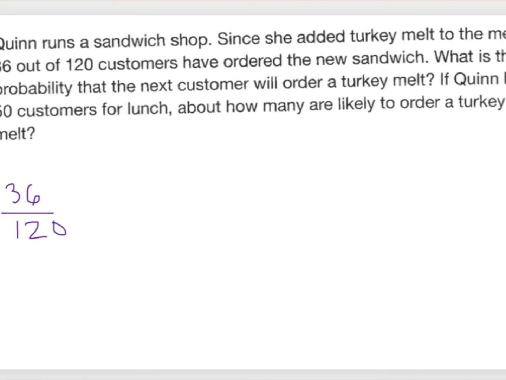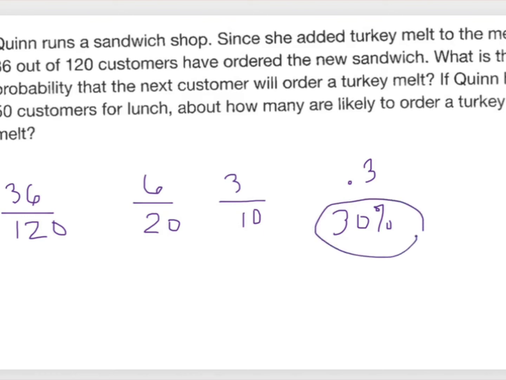So let's divide this by 6 on the top, and divide this by 6 on the bottom, and maybe divide this one by 2, and divide this one by 2. So she's got a 0.3 or a 30% probability that the next customer is going to order a turkey melt. Now it says, what if Quinn has 50 customers for lunch? About how many are likely to order a turkey melt?